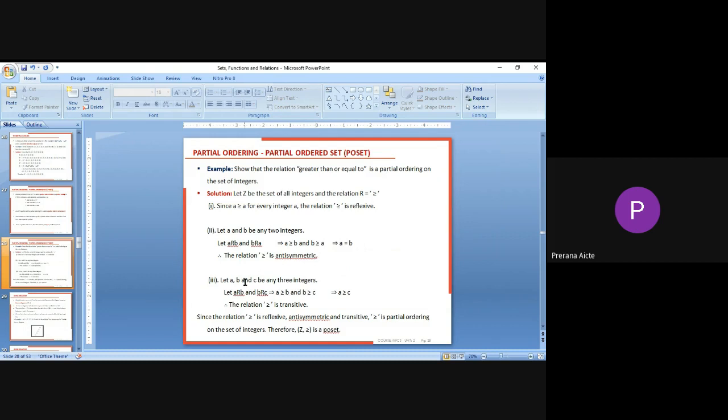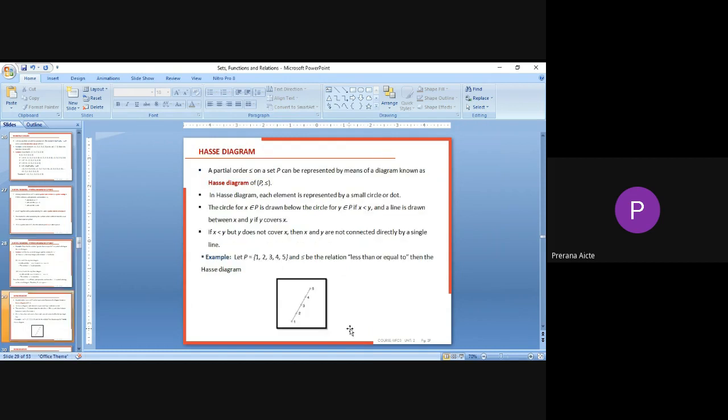Similarly, if A, B, C are any three integers, A related to B and B related to C means A will be related to C. According to this greater than or equal to relation, A greater than or equal to B and B greater than or equal to C means A will be greater than or equal to C. So it is following the transitive property. Now, if you combine these three properties, reflexive, antisymmetric, and transitive, finally we can say that it is following these three properties, so it is a partial order set. Okay. So the next one has a diagram.